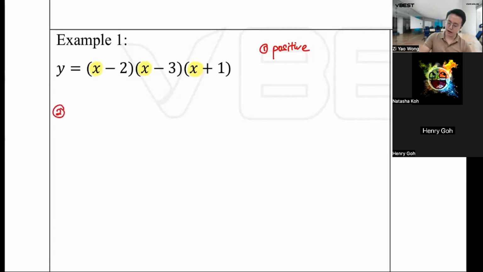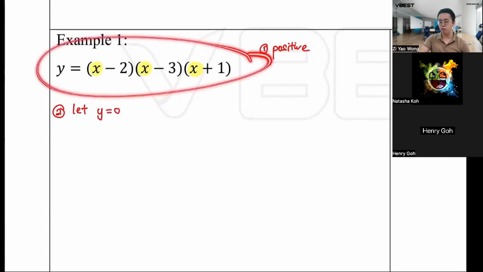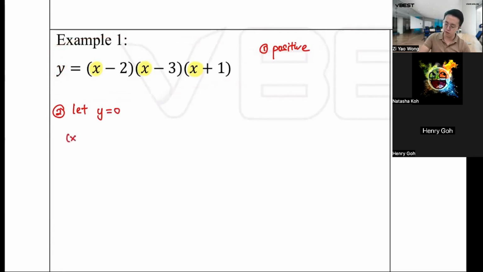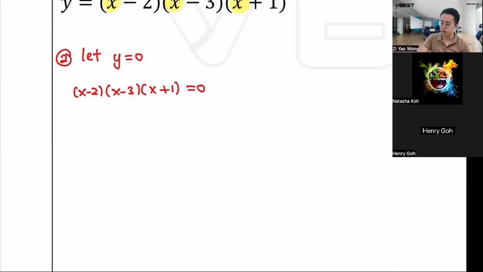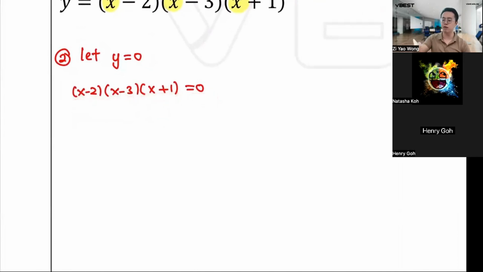Second thing, find your x-intercept. So you need to let your y equal to 0. For the equation that you have, when your y equals 0, what do you have? Then you have (x minus 2) multiply (x minus 3) multiply (x plus 1) equals 0. So now, what are the x values? You can just do it one by one: x minus 2 equals 0, x minus 3 equals 0, x plus 1 equals 0. So one by one, you have x equals 2, x equals 3, and x equals negative 1. You all will have 3 x-intercepts.